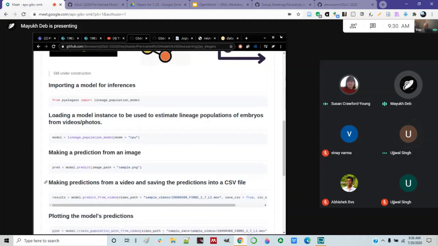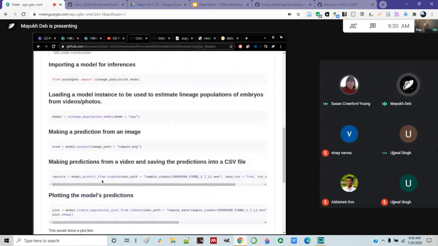And then we can also use it to predict on videos, like model.predict from video path. Since it's a video, we generally don't like to take a very big data frame into a variable and just work with it. Instead, what we would want is to save the corresponding results of each frame into a CSV. So that's what I did. You can just set save CSV equals true, CSV name equals some file name. So you can save your CSV files that way.